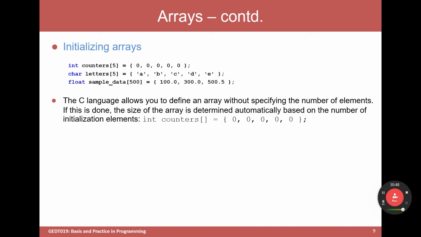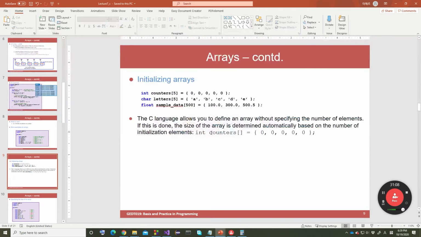Here is also more emphasis on the initialization list, so you can initialize the array. For example, integer counter of 5 equals 0, 0, 0, 0, 0. Look here. This means you are initializing all elements of the array. Let's discard this and focus on the next one.